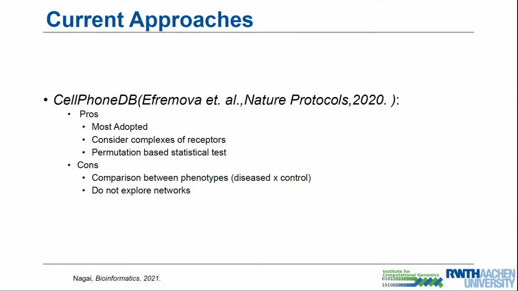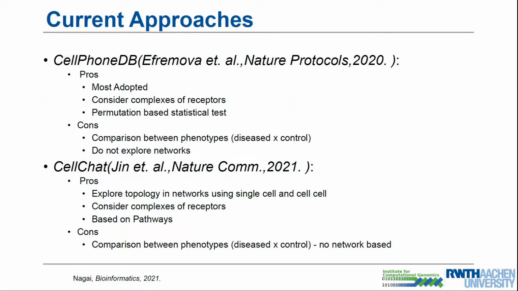One is CellPhoneDB, the most adopted method to perform ligand receptor analysis. It considers complexes of receptors and it does the permutation test using ligand receptor pairs in different cell types to identify the most reliable interactions. On the other hand, it does not allow us to make a comparison between phenotypes and does not explore networks.